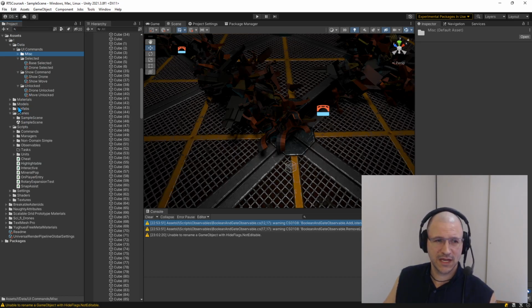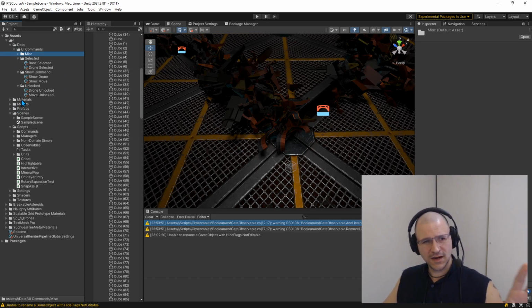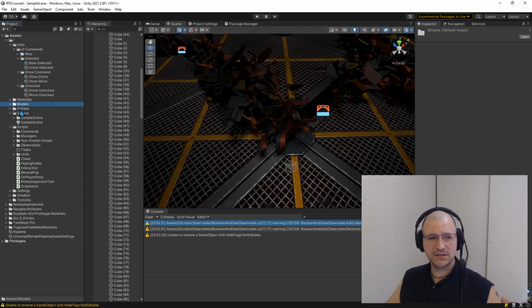The most common one that I've seen is where people will take the materials and the models and the scripts and they'll put them into the root assets folder. But that does get confusing when we're talking about having the other asset bundles there.